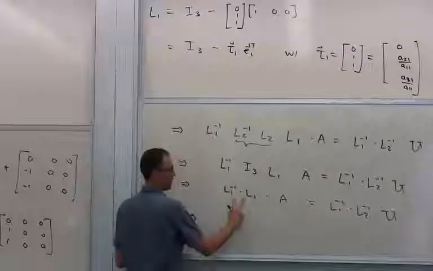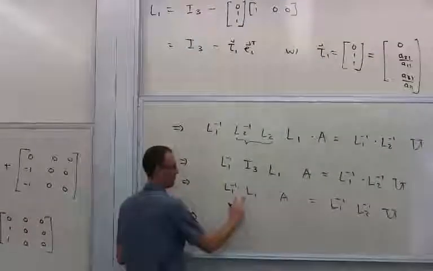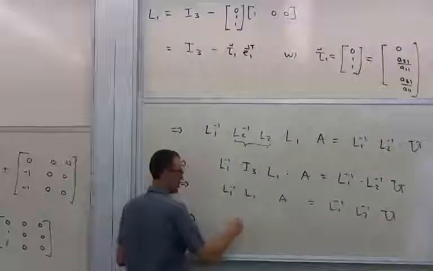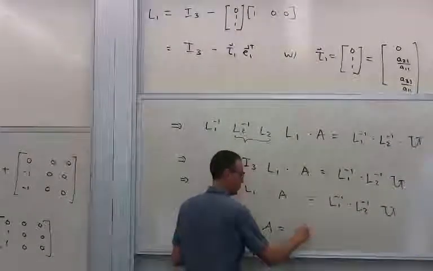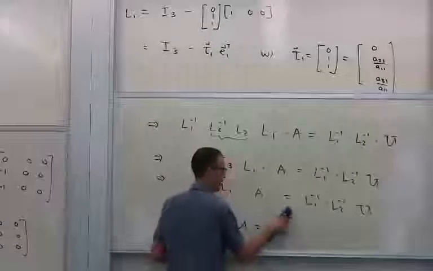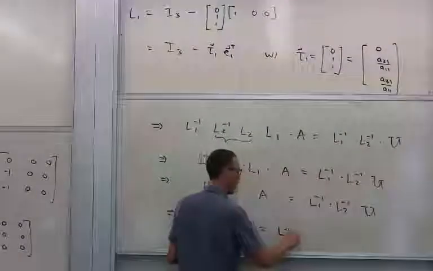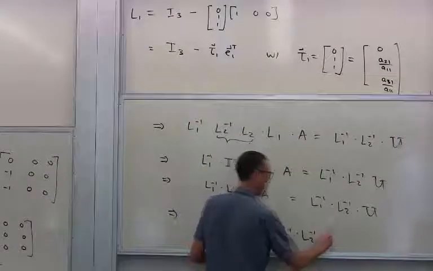Okay, what about this? Identity matrix. So this is I3 times A. What's I3 times A? A. I'll just leave that like this. So now you've got L1 inverse times L2 inverse times U.